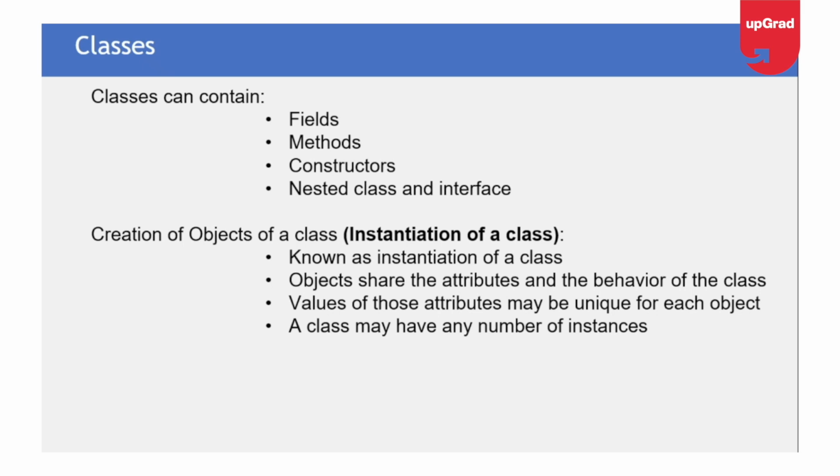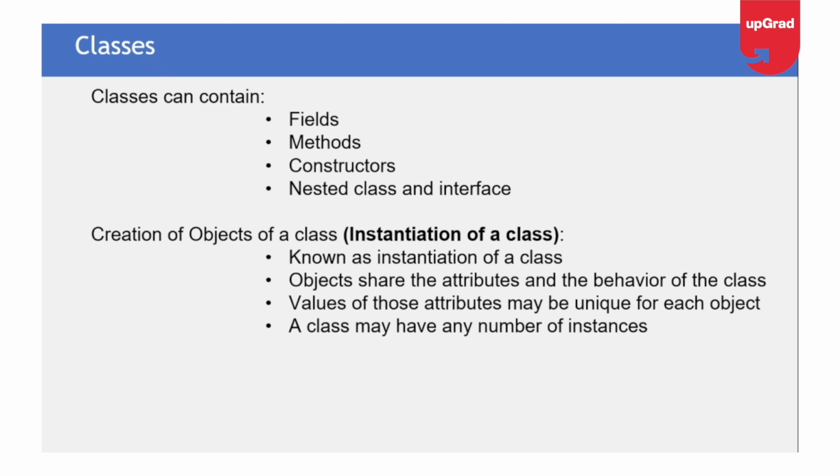Now, talking in technical terms, a class can have fields or properties, which we call attributes, methods or behavior, what we call constructors, nested class and interface. Don't worry, we'll be covering all this in our upcoming lessons. Now, we said an object is an instance of a class. So, we mean that we can create objects of a class. The objects of a class share the attributes and behavior that class has.